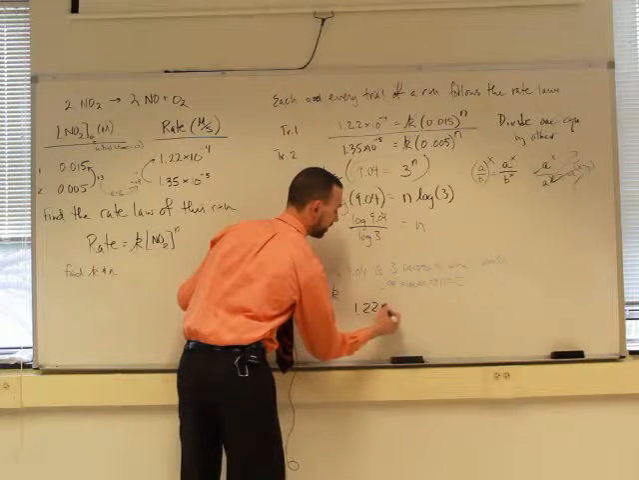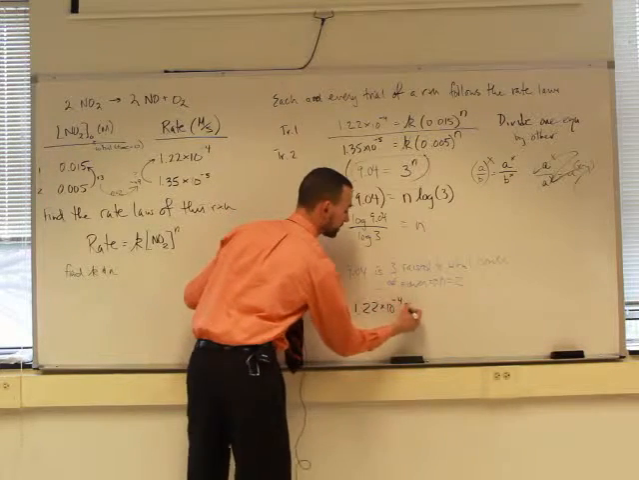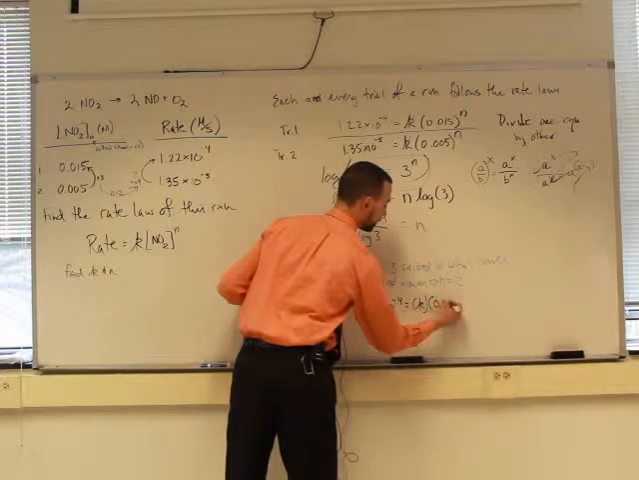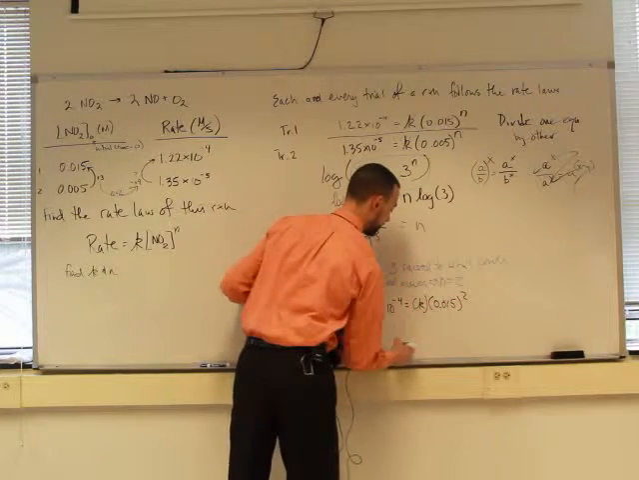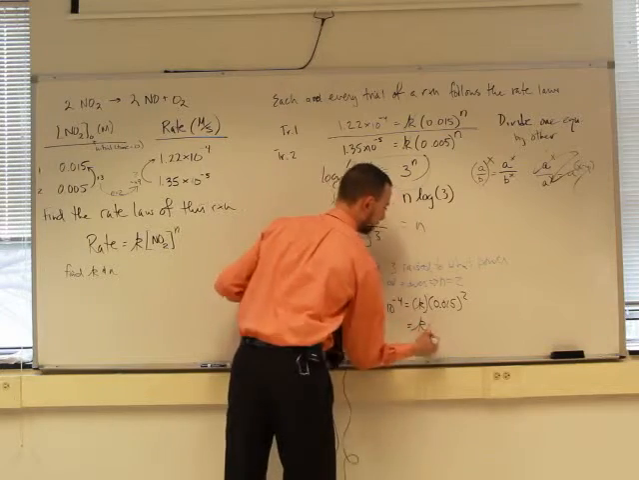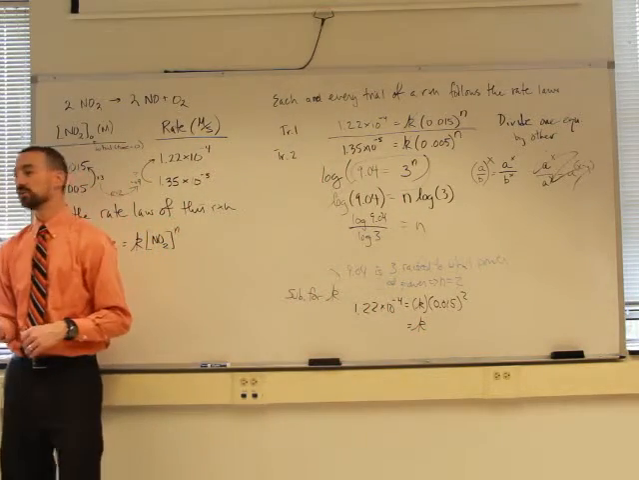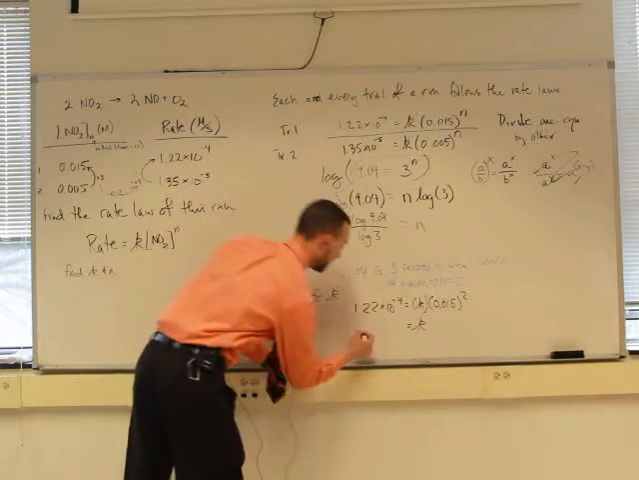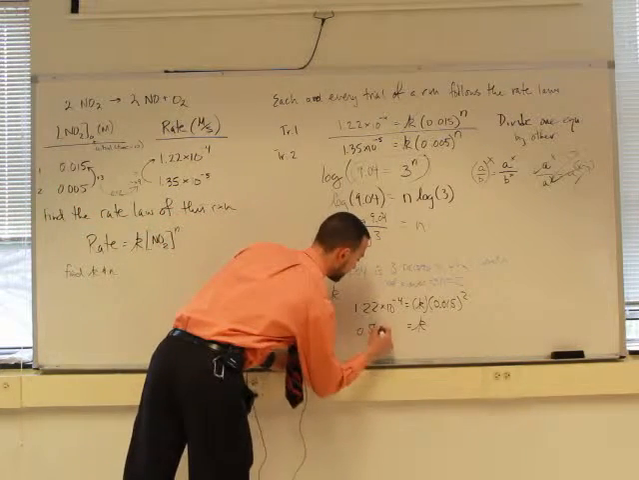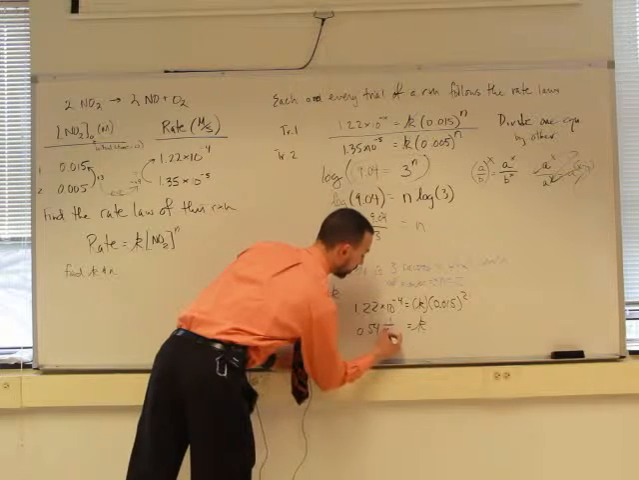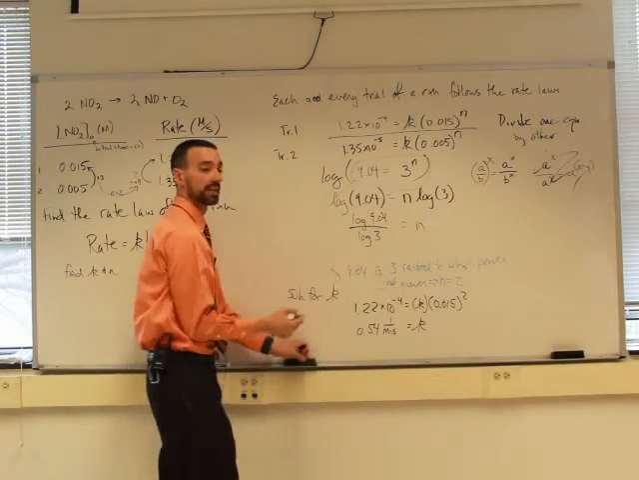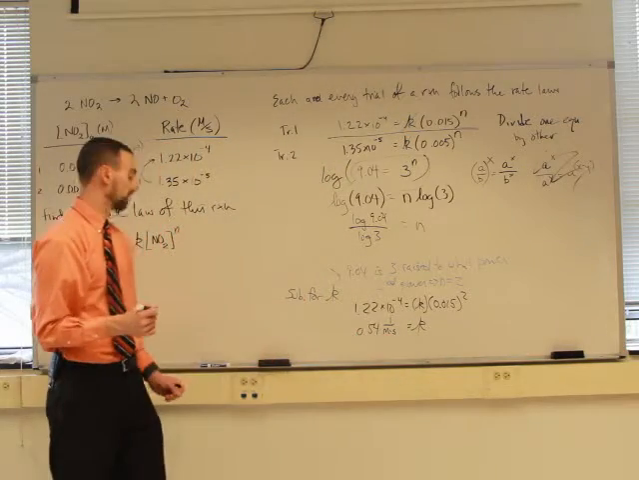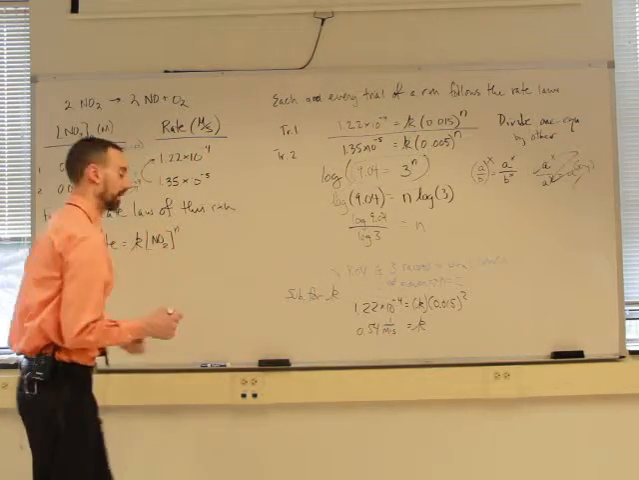If I take trial 1, 1.22 times 10 to the minus 4 equals k times 0.015 squared. I'll just divide by 0.015 squared, and I'll get k equals 0.54. And it's going to be 1 over molar seconds, because this is a second order reaction, I know those are the units. So now, final answer time.